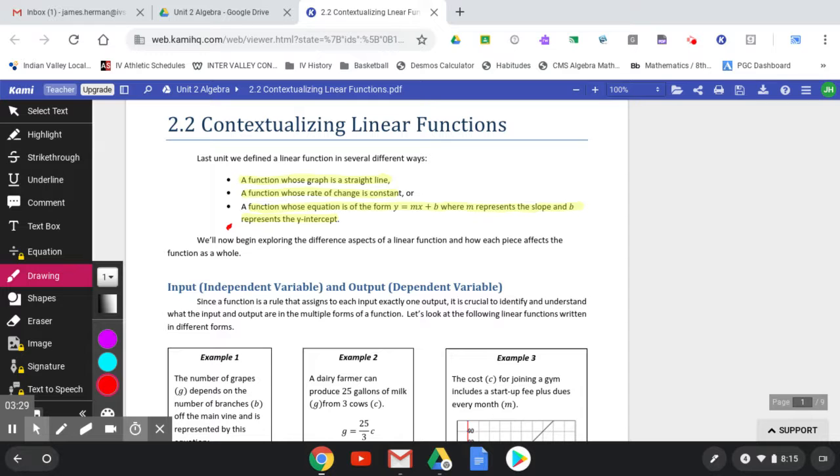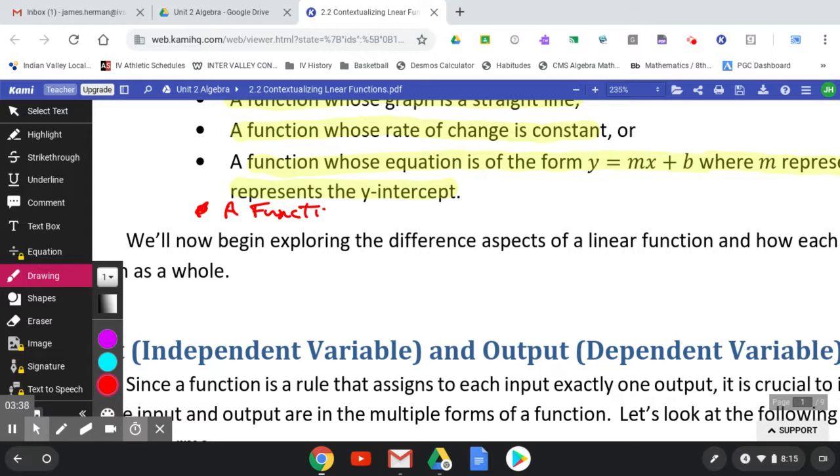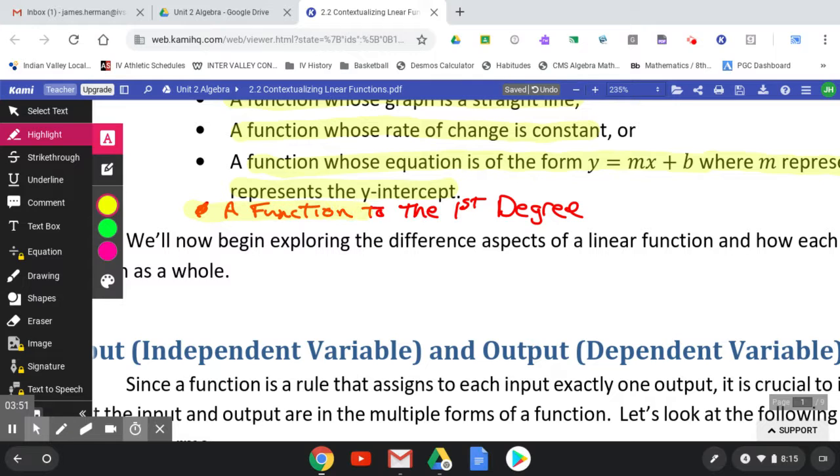Let's go. I'm going to make this big. A function to the first degree. There. I added it in.